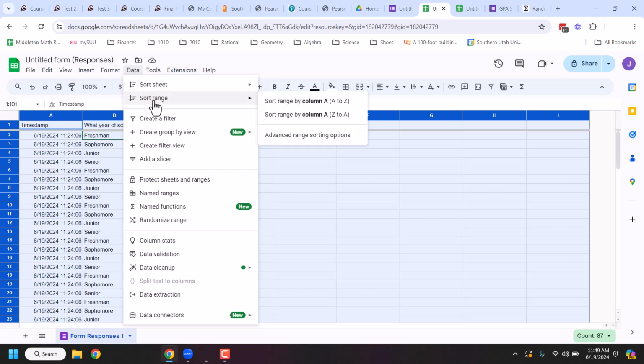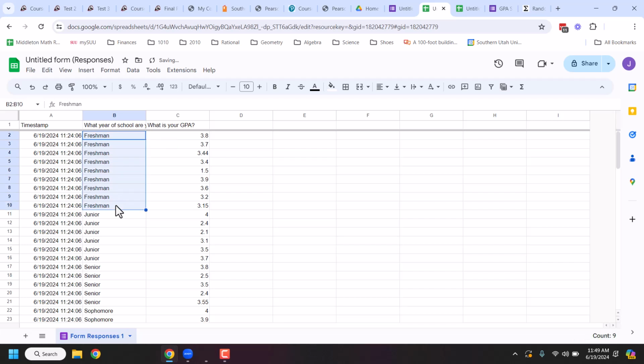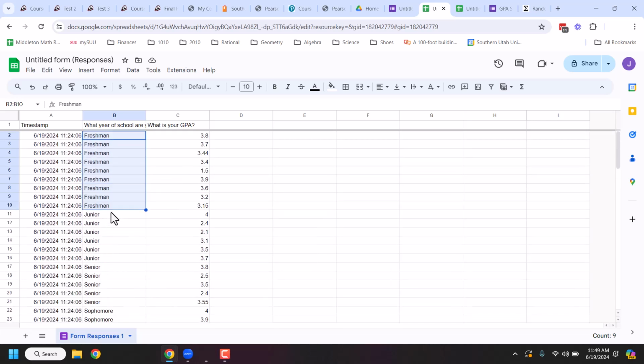So, for example, I might want to sort this range by column B. And if the word freshman had been spelled in different ways, or if someone had said, well, I'm in my first year here, well, that means they're a freshman, but when you sort it alphabetically, it's not going to sort it in that way. So I guess that's the first step to analyzing your data: go through your data and make sure that the formatting of your data actually makes sense.